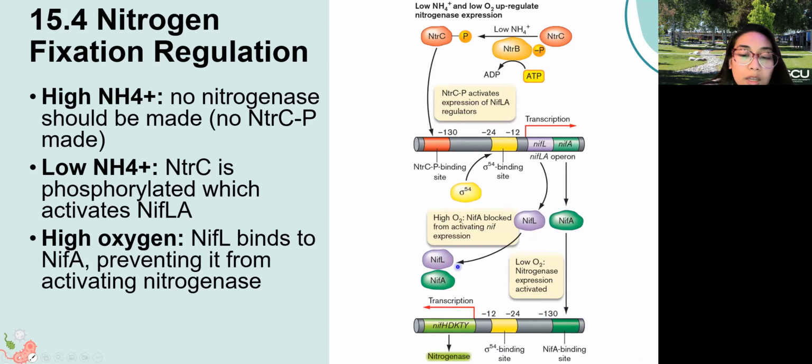And so NIF-L is basically preventing NIF-A from even binding, and then the gene doesn't turn on. Okay, so even if we had low NH4, meaning that we turned on the NIF-L and NIF-A genes, if there is high oxygen, NIF-A will not be able to turn on the nitrogenase gene. So there's like two levels of regulation because, again, we want to make sure that there's low NH4 and we want to make sure that there's no oxygen or low oxygen.